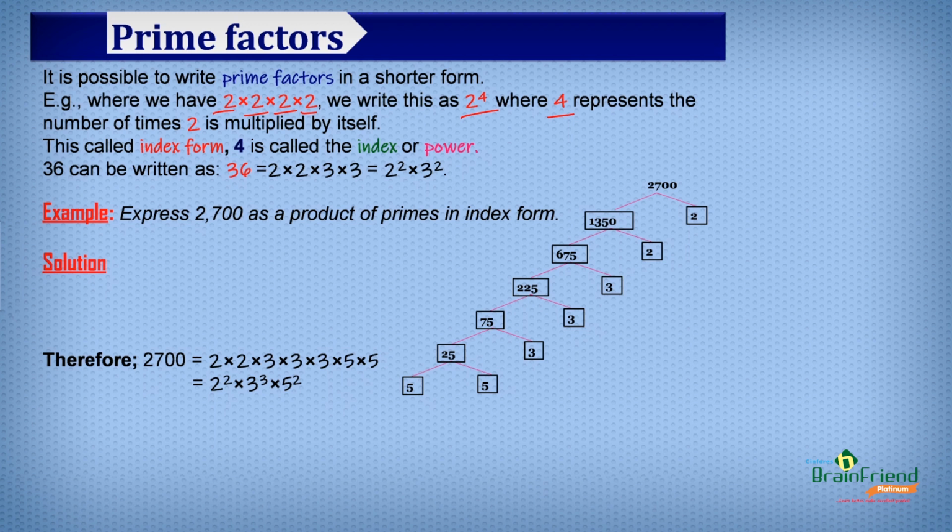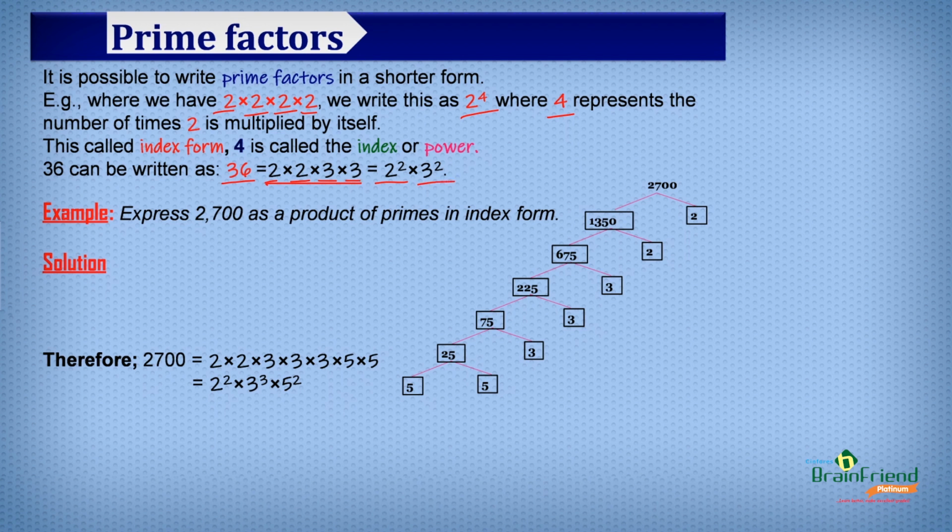Now let's look at the number 36. These are the prime factors of 36. You realize that we have the number 2 twice. So we write 2 raised to power 2, and the number 3 appears twice. So we have 3 raised to power 2.